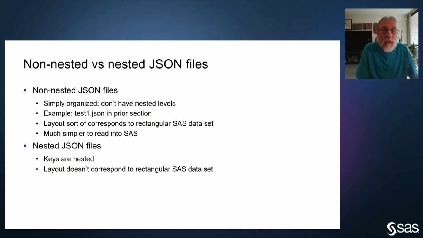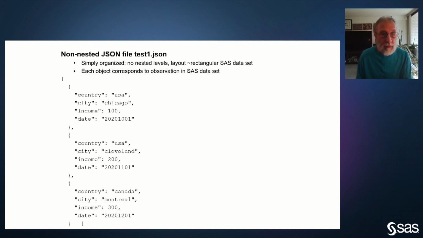Now, one concept that we need to understand is the notion of nested versus non-nested JSON files. By non-nested, we mean that it doesn't have nested levels, and the JSON file we created previously is an example of that. You can conceptually think of that as corresponding to the rectangular notion of a SAS dataset. And of course, those are going to be relatively easy to read into SAS. We'll see examples, on the other hand, of nested JSON files where the keys are nested, which doesn't correspond as directly to a SAS dataset, and life may get a little bit more complicated.